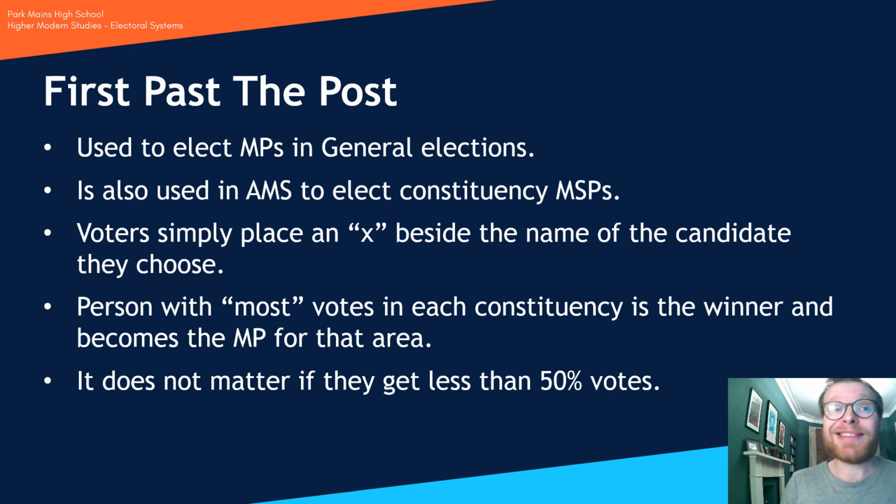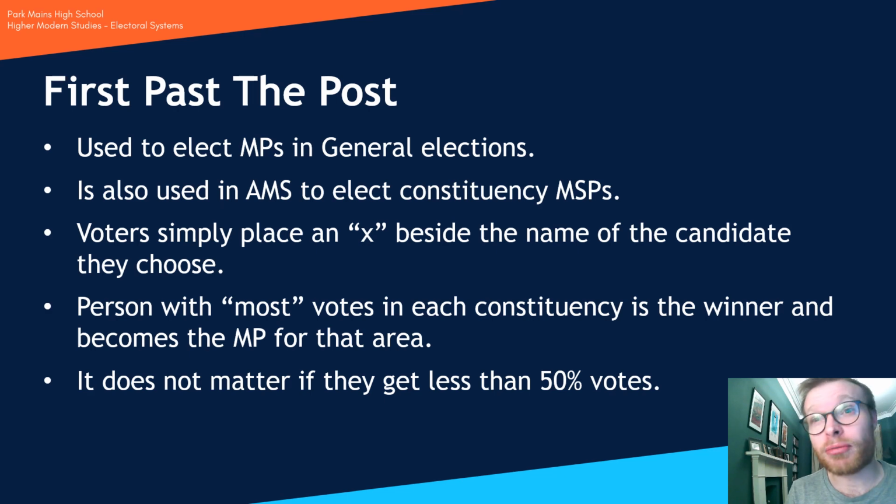Under this system as well, you don't even need to get more than half the votes. You just need to get more than the next person. I'll show you an example in a second of why this matters. You do not need to get 50% of votes, and in fact, in quite a lot of constituencies across the UK, MPs get elected on 40%, 45% of the vote. In other words, most people voted for somebody else, but that person still got elected as a Member of Parliament.